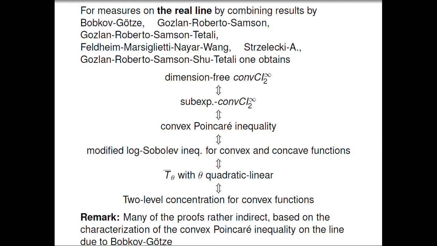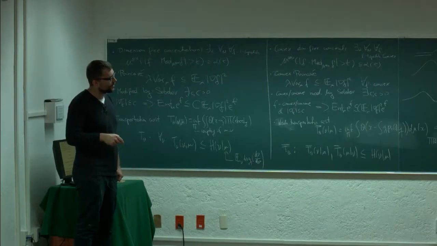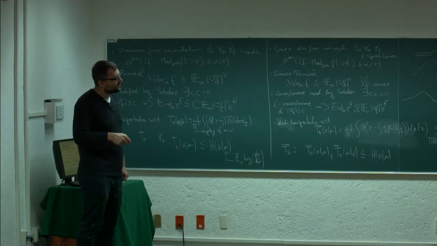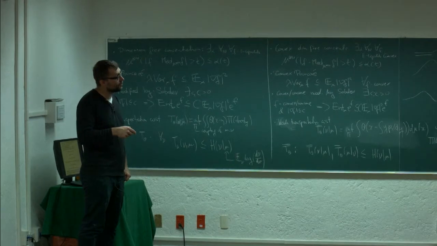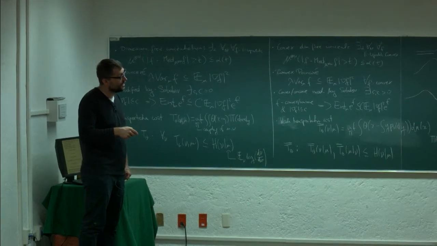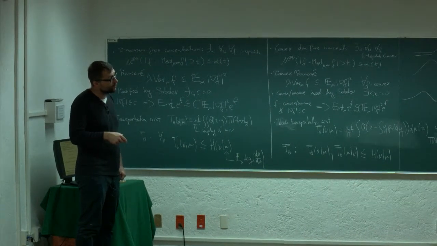Namely, Bobkov and Götze, back in the 1990s, proved a very simple characterization of the convex Poincaré inequality in terms of the tail regularity of the measure on the real line. And many of, not all, but many of the proofs here go like that. For example, if the convex Poincaré inequality is satisfied, then this one-dimensional condition by Bobkov-Götze holds, and then working with this condition, one can prove, for example, the modified log-Sobolev inequality.